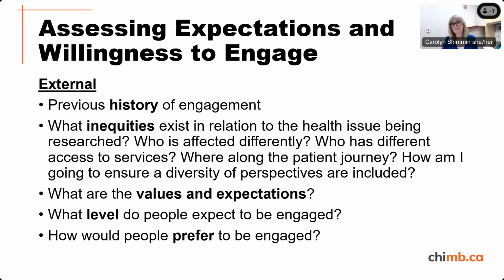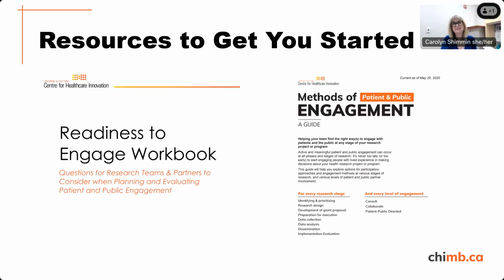And then how would people prefer to engage? We've had projects before where some people want one-on-one, some people want meetings. And so that factors into how you design your budget and your strategy. Some of the resources we have: a readiness to engage workbook, which includes questions for individual researchers and patient partners, and also questions for teams as they get ready to engage. And then we have a methods book that maps the whole research process, all of the different decisions, the different levels of engagement, and then it makes some suggestions on participatory approaches that you might want to consider at every phase and stage of the research process, depending on the level.